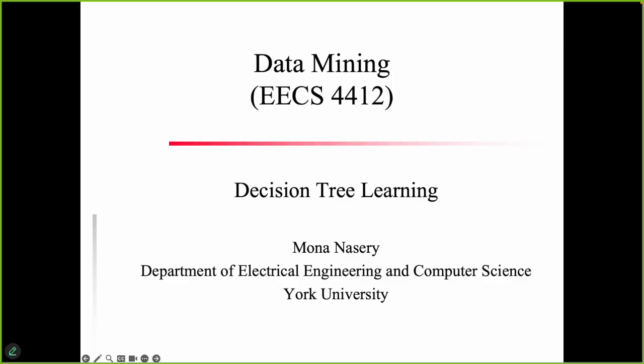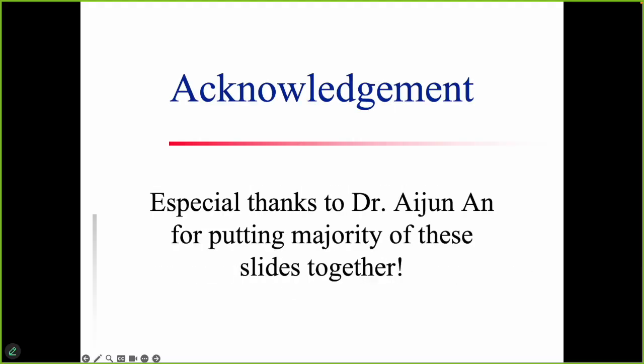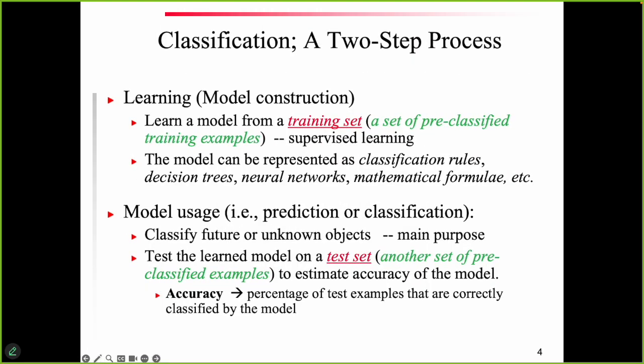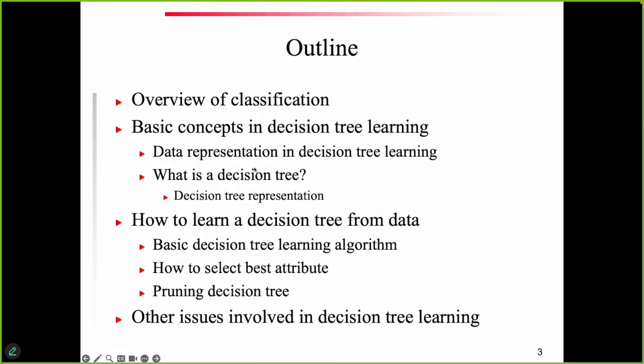So, I'm going to quickly review what we covered so far. We started a new topic, which is decision tree learning. We started with the basic concepts, first an overview of classification, and then the basic concepts in decision tree learning: how we represent trees, what each node represents, what the branches are, what the stop conditions are, and so on.